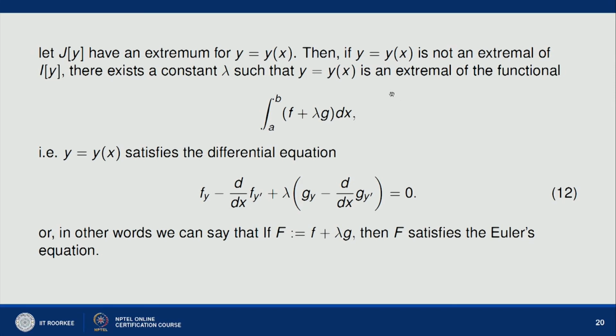then there exists a constant lambda such that y equal to y of x is an extremal of the functional, the integral from a to b of f plus lambda g dx. It means that y equal to y of x is extremizing this functional, that is, the integrand f plus lambda g satisfies Euler's equation: f of y minus d by dx of f of y dash plus lambda times g y minus d by dx of g y dash equal to 0. In other words, if F is denoted by f plus lambda g, then F satisfies Euler's equation at every point of x in the interval a to b. That is the theorem, and we want to prove it.